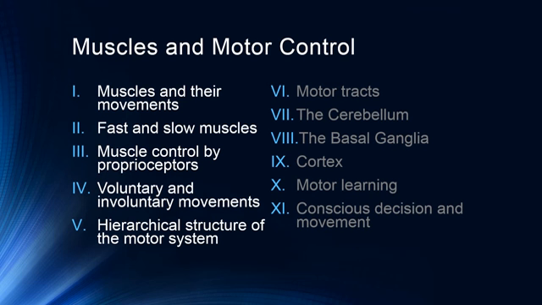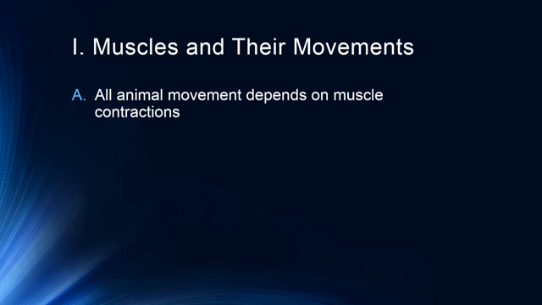In our next lecture, we'll talk about the hierarchical structure of the motor system, motor tracts, the cerebellum, the basal ganglia, cortex, motor learning, and conscious decision and movement. So we'll start with muscles and their movement.